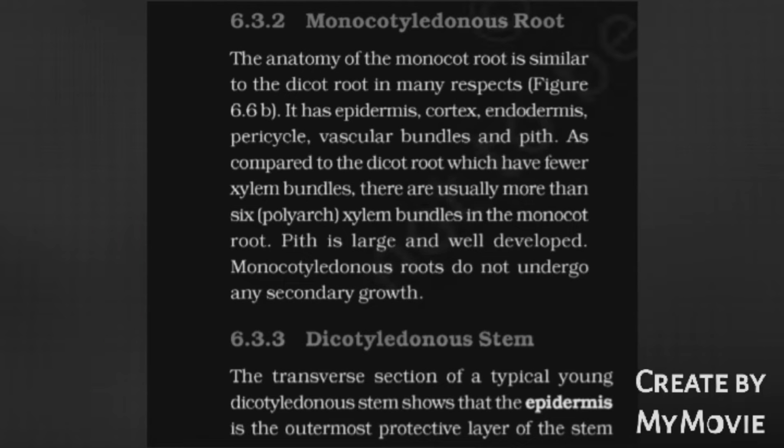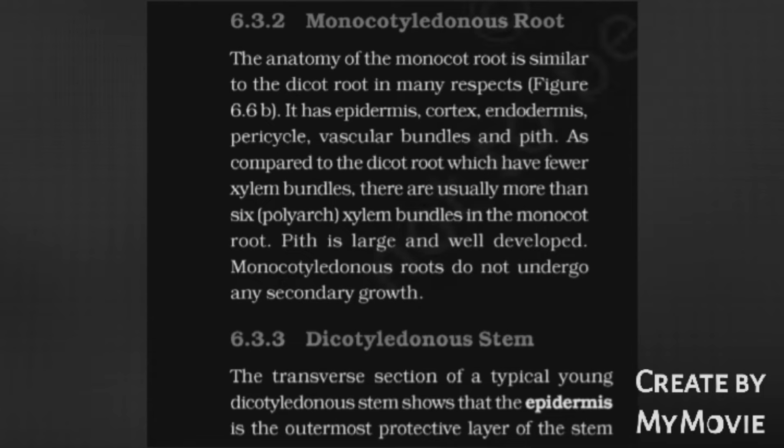Monocotyledonous root. The anatomy of the monocot root is similar to the dicot root in many respects. It has epidermis, cortex, endodermis, pericycle, vascular bundles, and pith. As compared to the dicot root, which has fewer xylem bundles, there are usually more than 6, that is polyarch, xylem bundles in the monocot root. Pith is large and well developed. Monocotyledonous roots do not undergo any secondary growth.